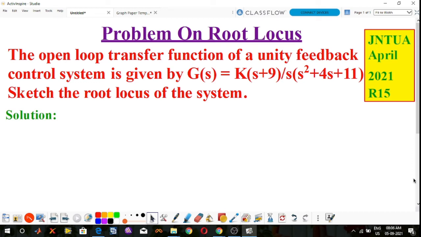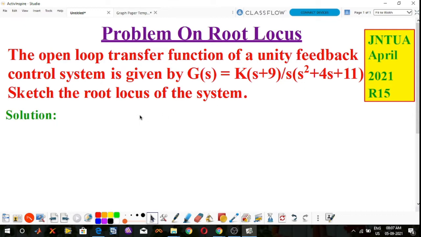Hi everyone. In this video, I am going to discuss an example of root locus. This is a previous examination question, JNTUA Anantapur, April 2021, R15 regulation. The open loop transfer function of a unity feedback control system is given by G(s) = K(s + 9) / (s(s² + 4s + 11)). Sketch the root locus of the system.